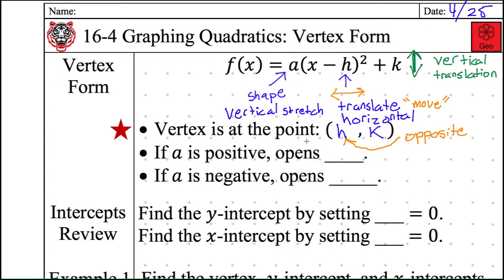Okay. So if A is positive, I need to somehow write this down in words. I need a quiet volunteer. If A is positive, it looks like this. And if it's negative, it looks like this. Positive, touchdown. Negative, rainbow? What are we going to say here? Ellery. If A is positive, it opens up. If A is negative, it opens down. Write it down. Know that if it's positive, it opens up. If it's negative, it opens down. Right, Jaden? Right. Definitely.